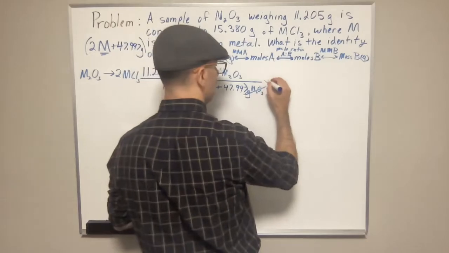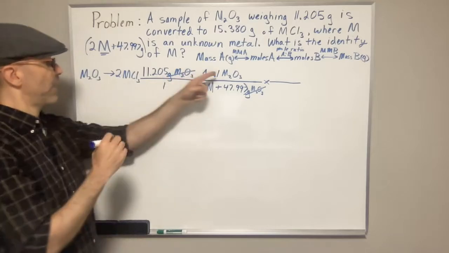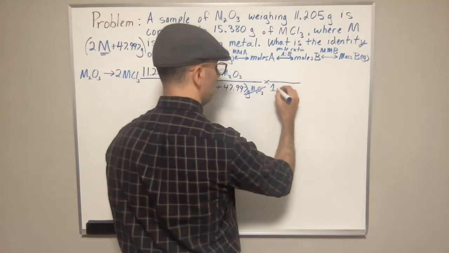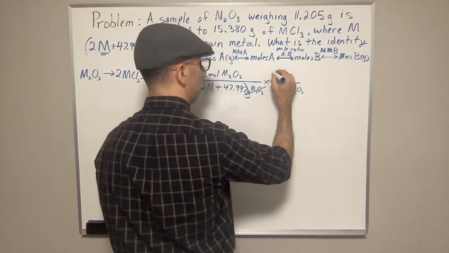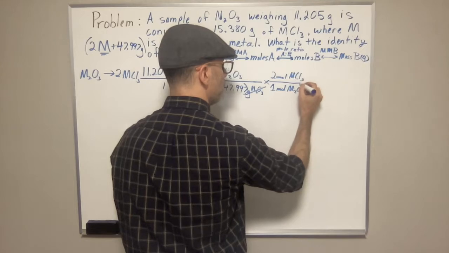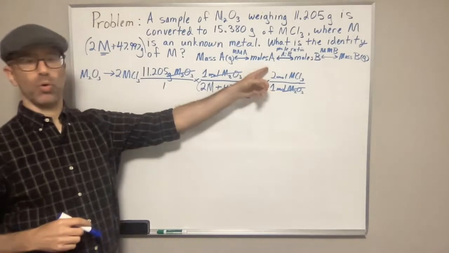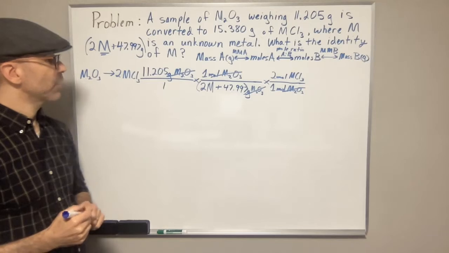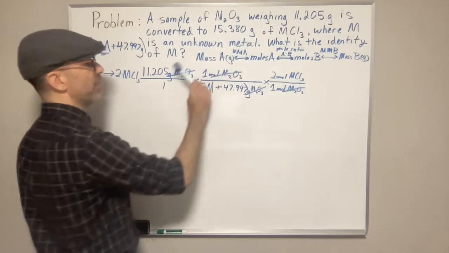So we're going to use that to balance. And so we know that we have moles of M2O3. So we're going to put 1 mole of M2O3 on the bottom and 2 moles of MCl3 on top. So the moles of M2O3 cancel out. Now we have moles of MCl3. And so our final step to get the mass, our goal is to get to this mass, right?